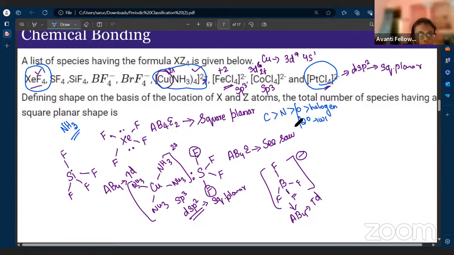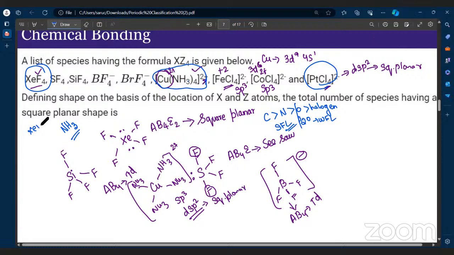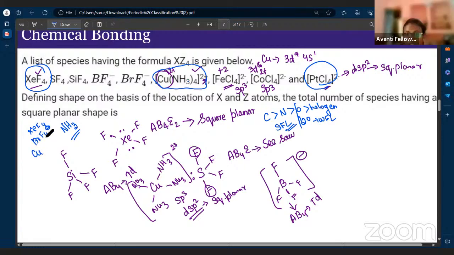Got it, Varun? So the things which have the square planar shape are XeF4, and then BrF4 minus. Now clear? Not clear, Varun? You know the spectrochemical series, okay?